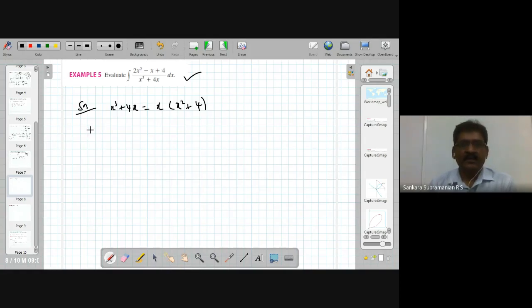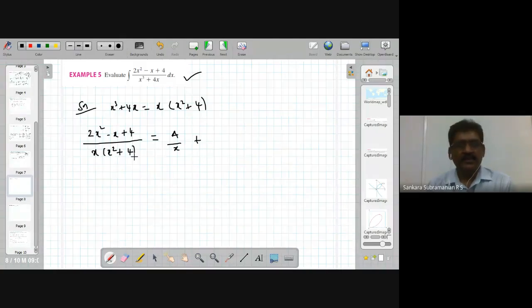So you consider the left-hand side, the rational function 2x square minus x plus 4 divided by x into x square plus 4. We know the rule. It says that x is a linear term which is not repeated. Therefore, you have to write a by x. Here, x square plus 4 is a non-linear term which is not repeated because its power is 1.